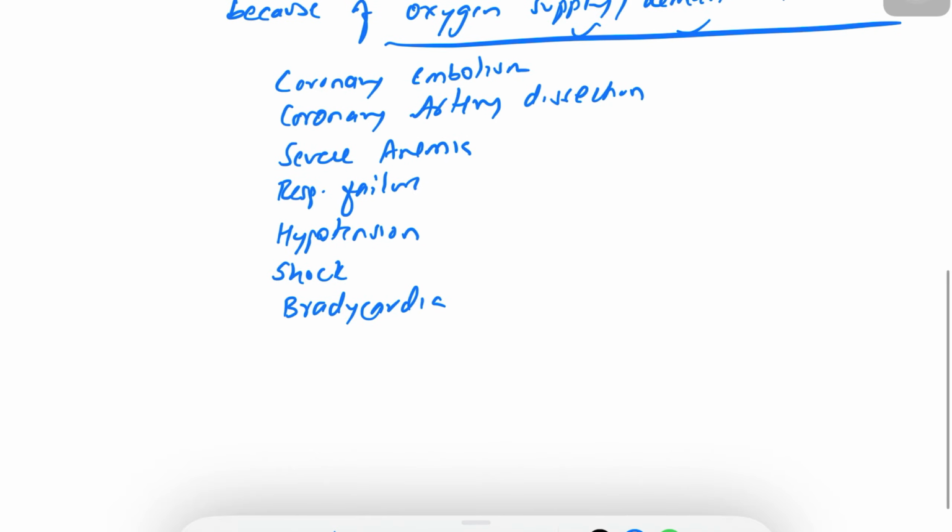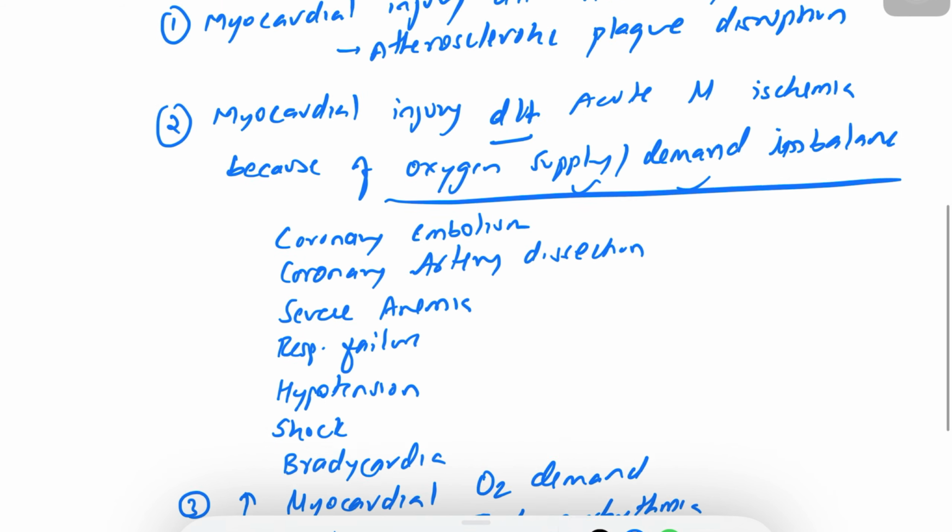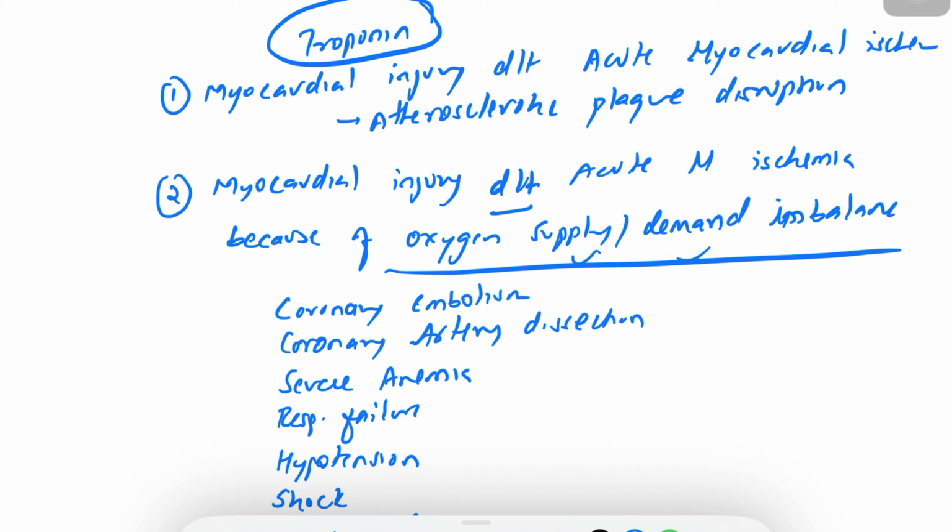and increased troponin. The next important thing is increased myocardial oxygen demand. This can be seen in sustained tachyarrhythmia, or severe hypertension, which can lead to increased left ventricular hypertrophy and increased oxygen demand. So these are basically the causes of increased troponin.